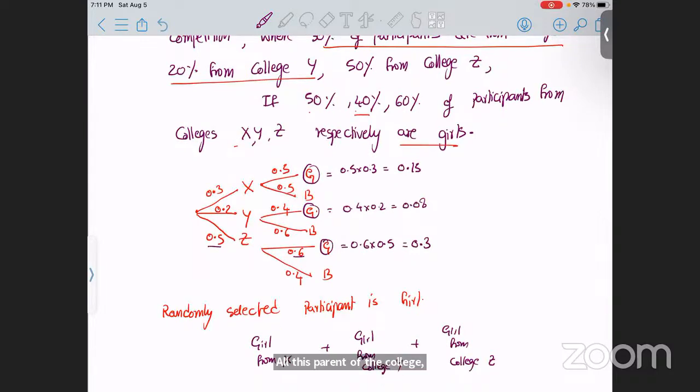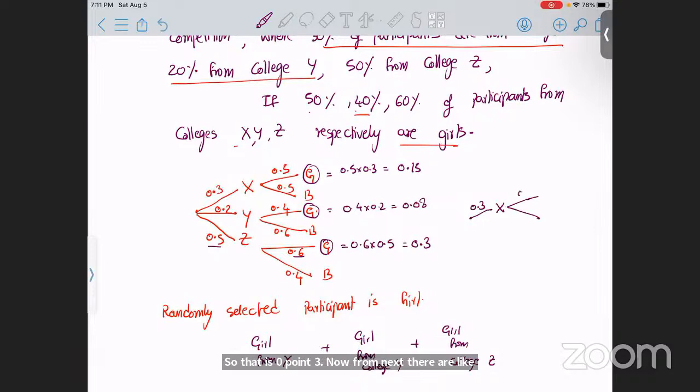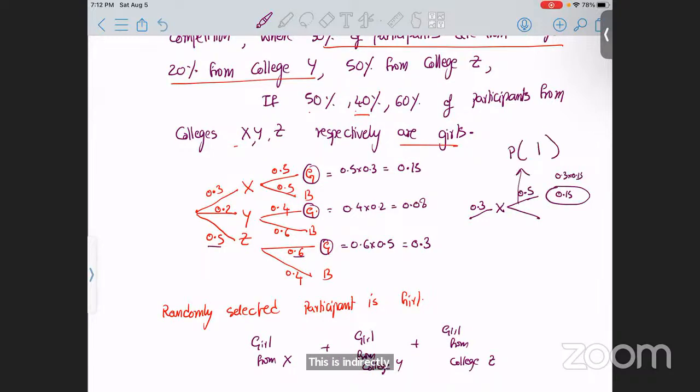Look. Suppose the total number of participants from X is 30% of the total students. That is 0.3. Now from X, there are 50% girls. So the total number of girls from X is 0.3 into 0.5, which is 0.15. Are you getting this? Listen carefully, this is indirectly the probability of girls conditioned on being from X.